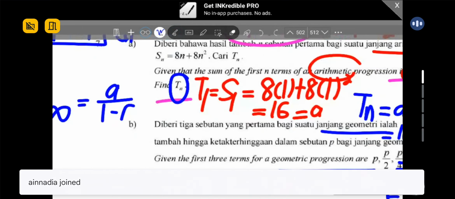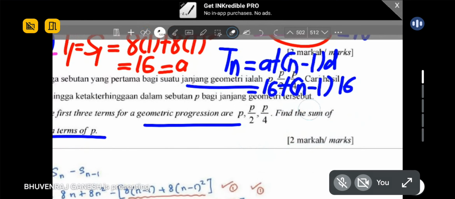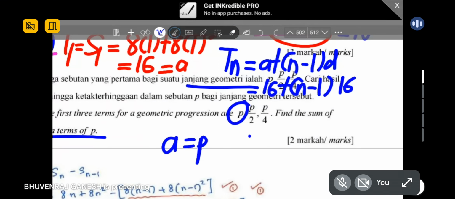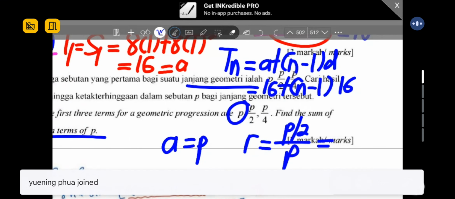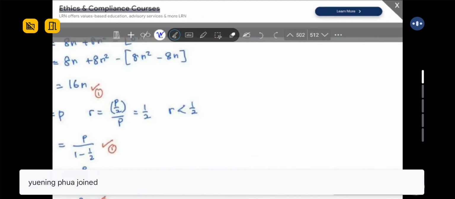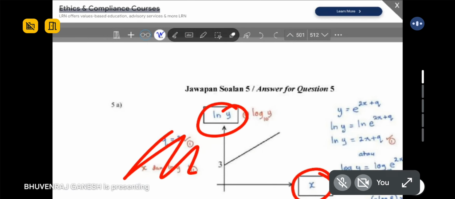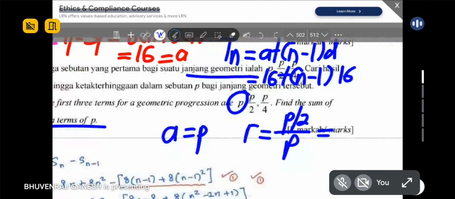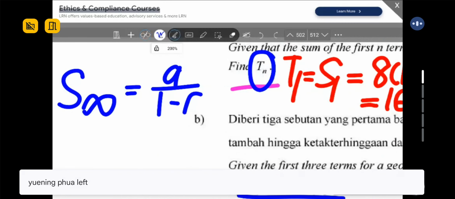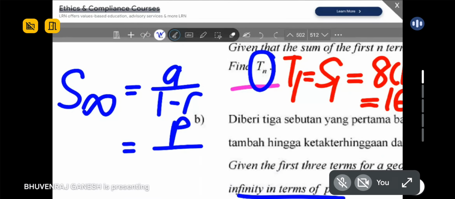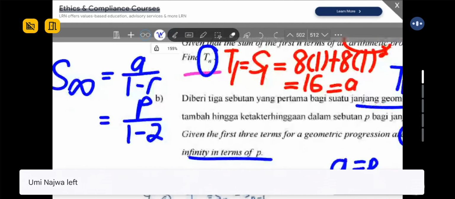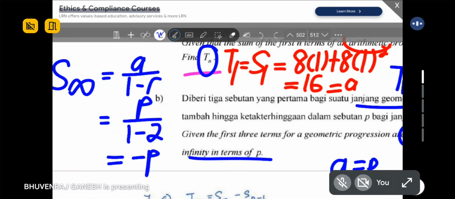Based on your progression here, guys, try to find the value. The value of A, very straightforward, is P. For the R value, you need to calculate T2 over T1. So your answer is 2, right? Should be 2, if not mistaken. Wait. Yeah, you should get 2. P over 2 times, yeah. The answer is 2. So you just substitute: P over 1 minus 2. So the answer is negative P.